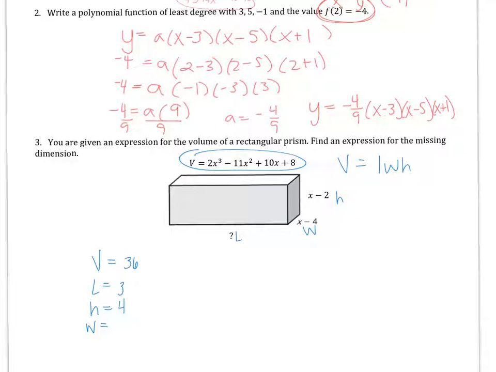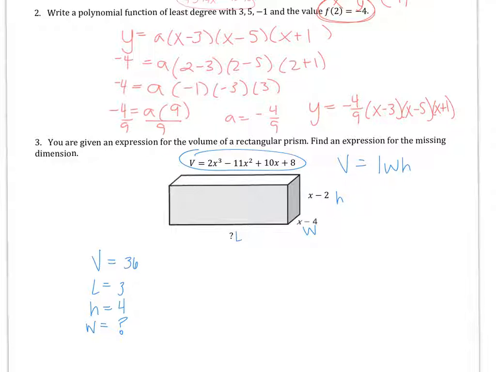So there's a couple different ways you would approach that. Some of you would probably think, well, the length times the height is 12, so 12 times what gives me 36? So width would have to be 3. Some of you might say, well, 36 divided by 3 is 12, divided by 4 is 3, so the width would have to be 3. So 2 different approaches to the problem we're doing here as well.